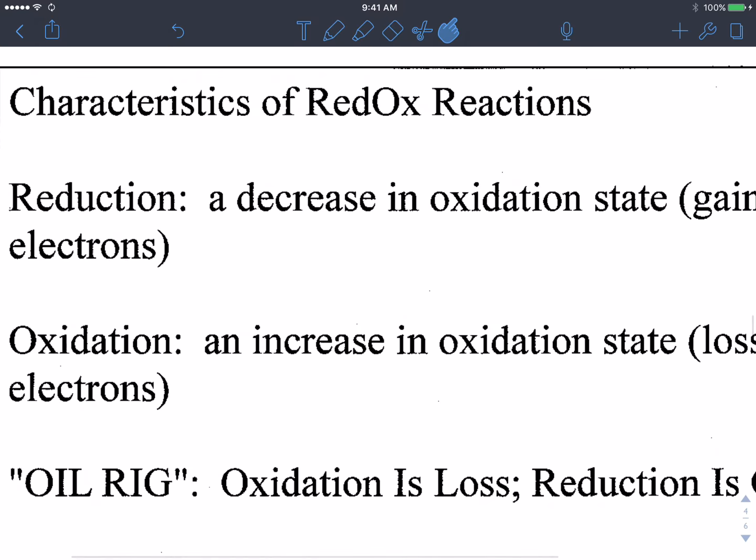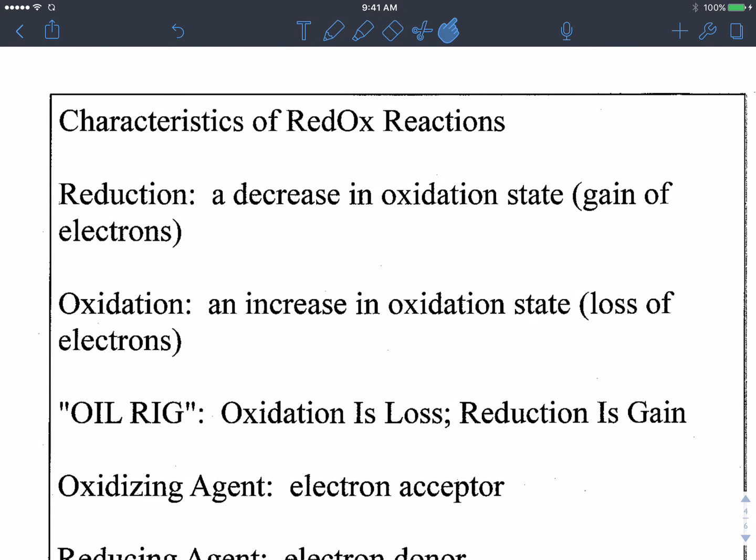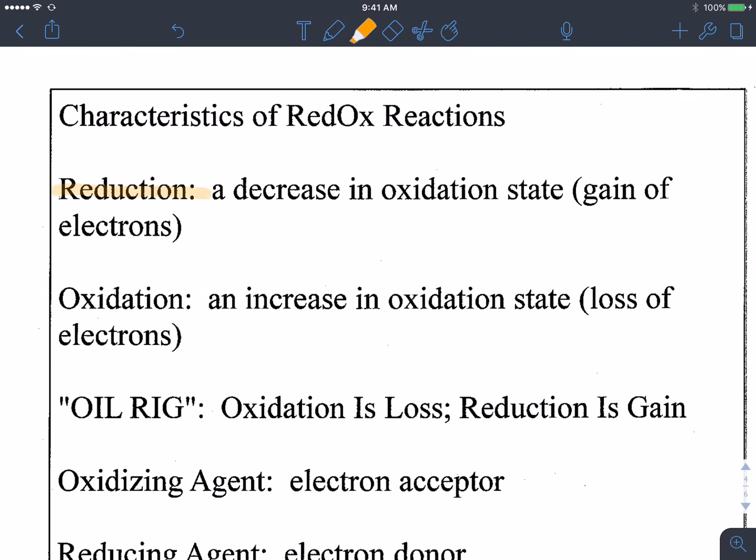We have some vocabulary that you need to become familiar with. The first is reduction. That is a decrease in oxidation state. It's a gain of electrons. If you are gaining electrons, you are becoming more negative. Well, you aren't. The species is becoming more negative. So keep that in mind. You're looking for an increase in negativity if you're looking for reduction.